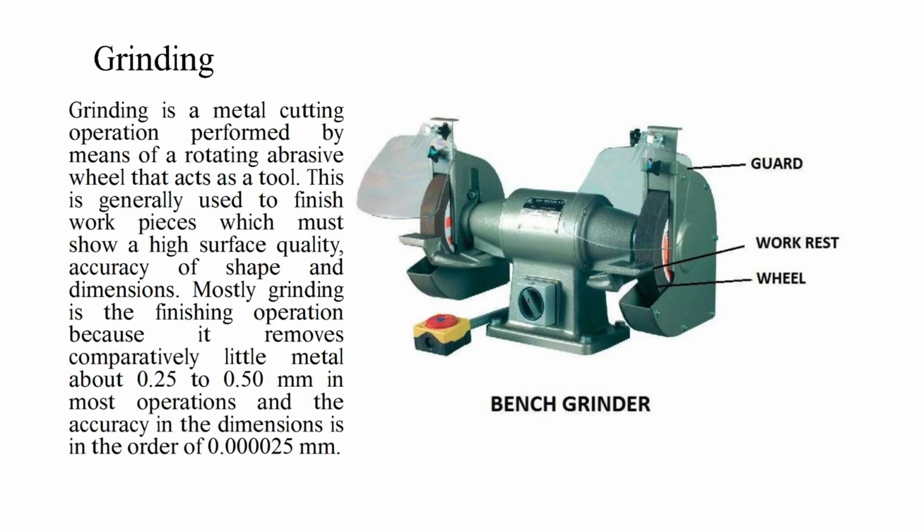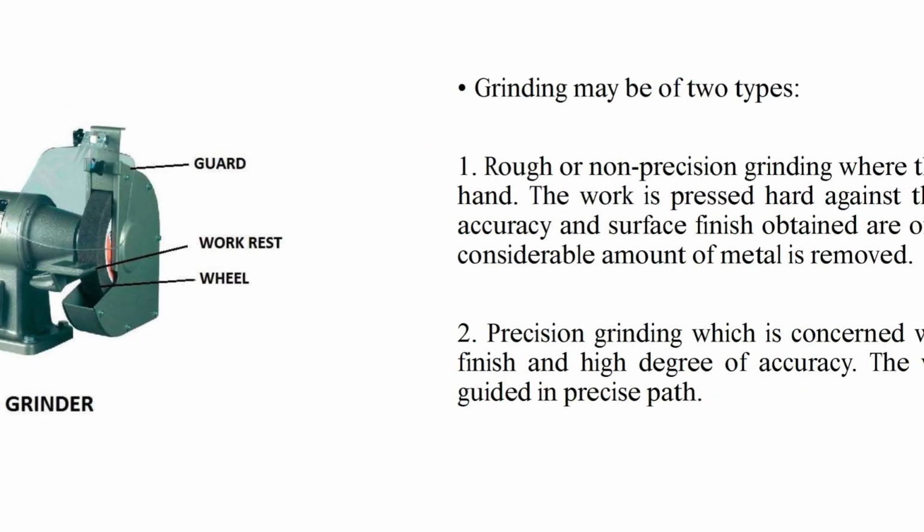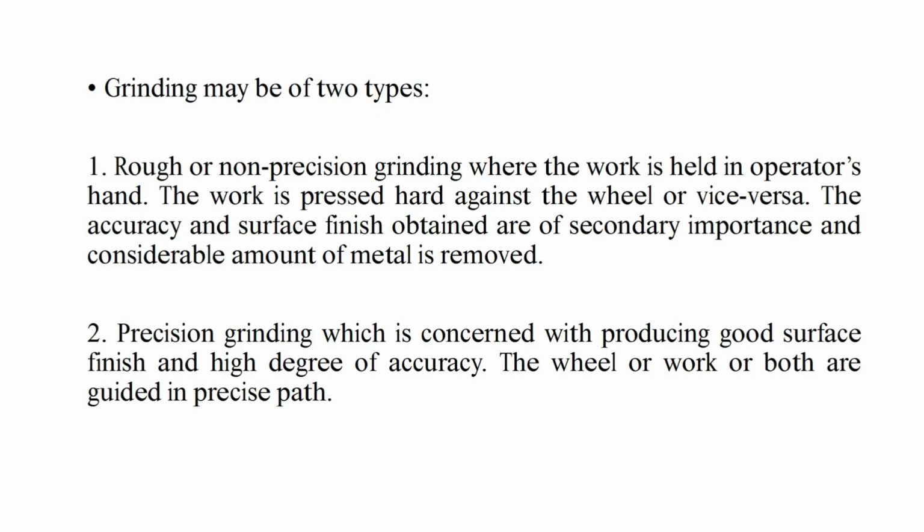So how is grinding classified? Let's find out. Grinding may be of two types. 1. Rough or non-precision grinding, where the work is held in operator's hand. The work is pressed hard against the wheel or vice versa. The accuracy and surface finish obtained are of secondary importance and considerable amount of metal is removed. 2. Precision grinding, which is concerned with producing good surface finish and high degree of accuracy. The wheel or work or both are guided in precise path.